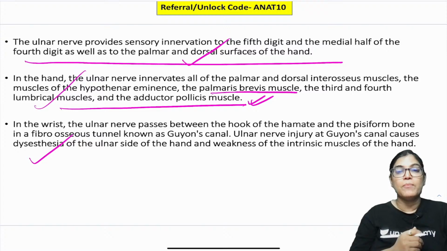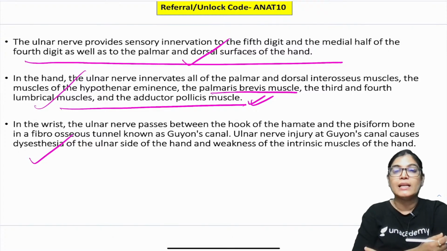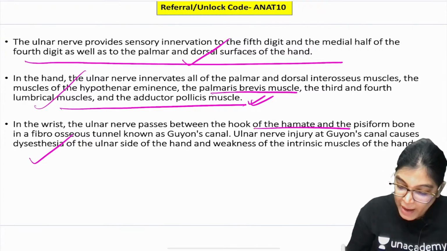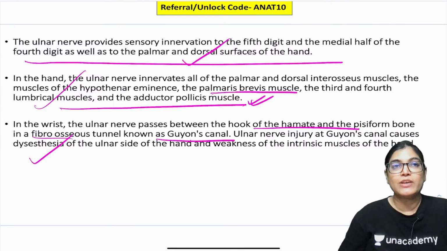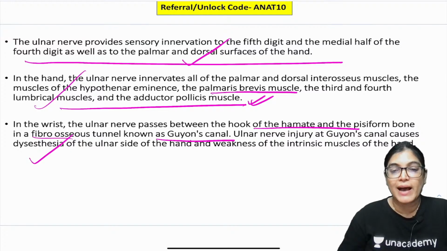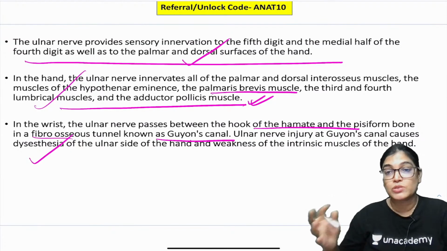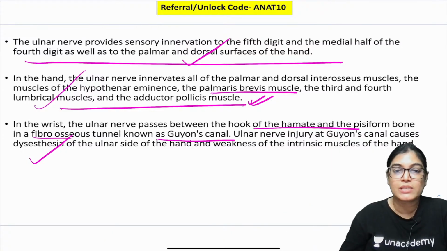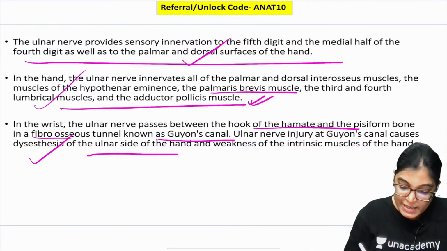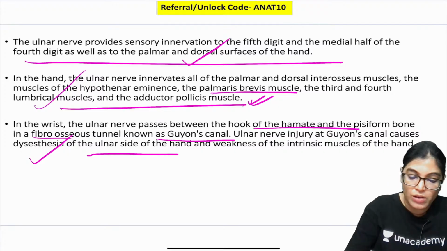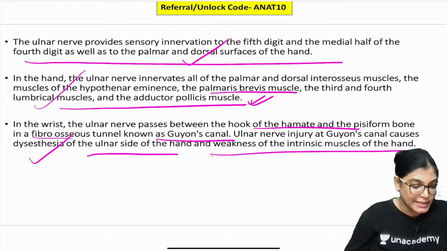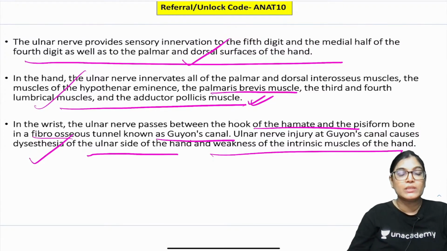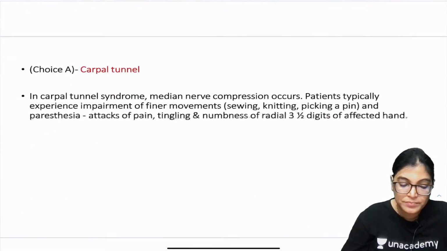At the wrist, the ulnar nerve passes between the hook of hamate and pisiform bone and passes in Guyon's canal. This location where the ulnar nerve and ulnar artery traverse, between the hook of hamate and pisiform bone in an osteofibrous tunnel, is called Guyon's canal, which will cause dysesthesia of the ulnar side of the hand, and the innervation of intrinsic muscles of the hand will also be affected. This was the clue which was provided. So the ulnar nerve is the right answer.